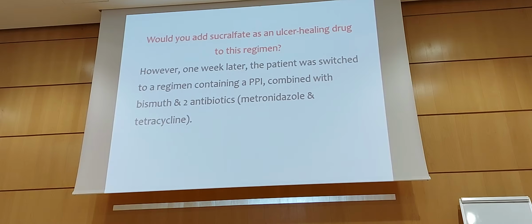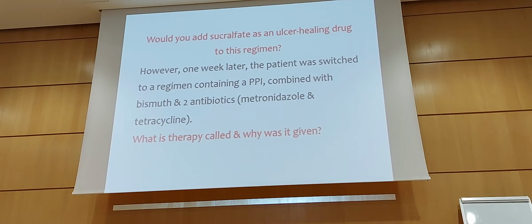However, 1 week later, the patient was switched to a regimen containing a PPI combined with bismuth and 2 antibiotics, metronidazole and tetracycline. The question is, what is this therapy called and why was it given in this patient? Quadruple therapy. Why was it given 1 week later?